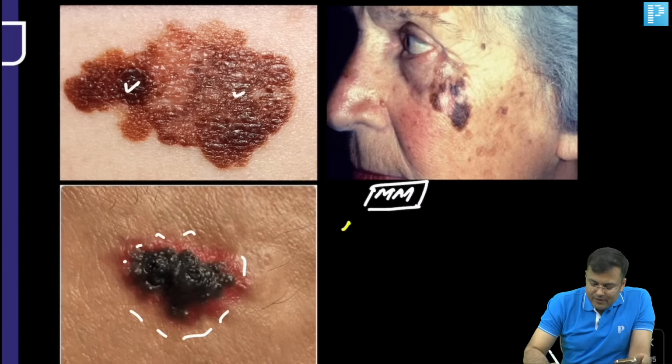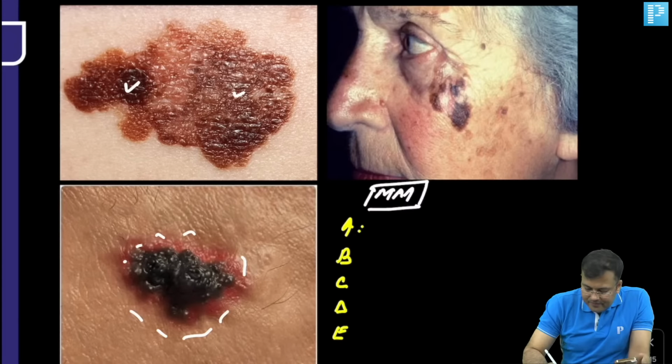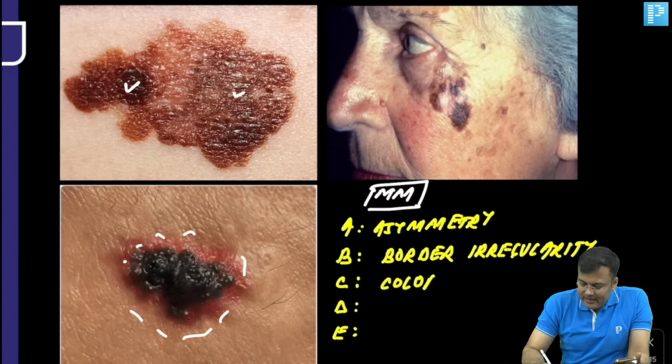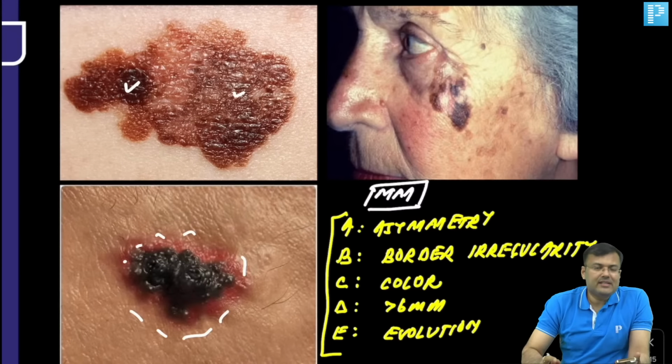And you know that malignant melanoma is characterized by A, B, C, D, E. You have to tell me the full form. A is asymmetry. B is border irregularity. C is color variation. D, change in diameter more than 6 mm. E, there is evolution in shape, size and color. So got it? A, B, C, D, E.